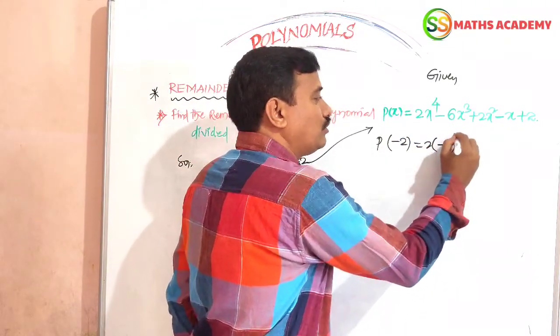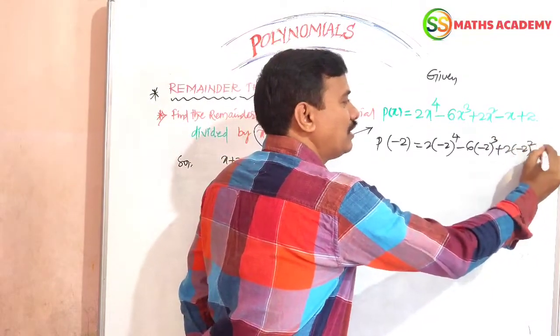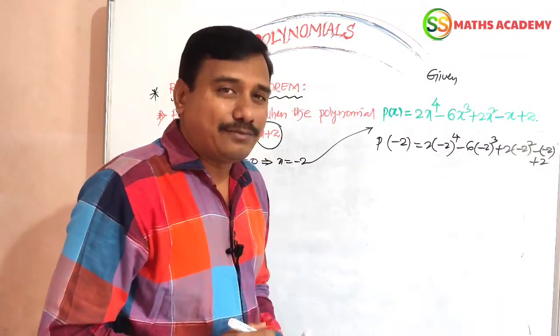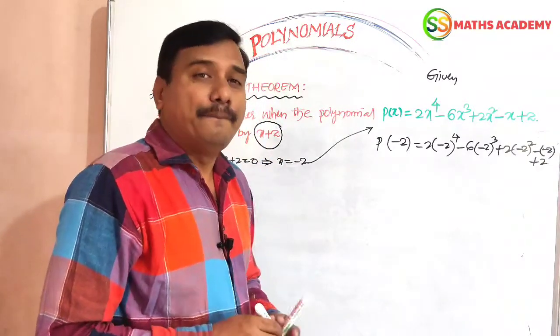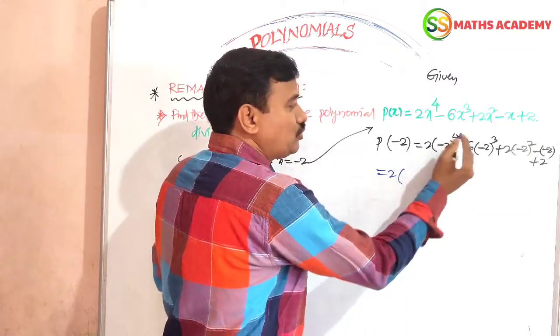Then you have 2 of minus 2 whole to the power of 4, 6 of minus 2 whole cube, plus 2 of minus 2 whole square, minus 2, plus 2. In the place of x, I am simply substituting minus 2. Now let us see again: 2 of minus 2 whole to the power of 4.